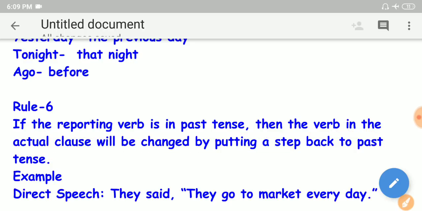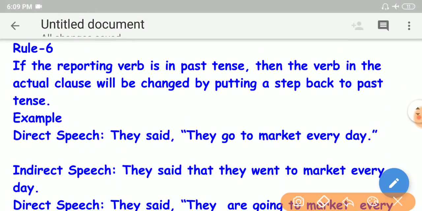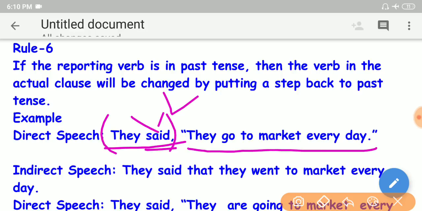If the reporting verb is in past tense, see here, the reporting verb is in past tense. They said is in V2, my dear friends. And in the actual words, we must observe the tense of the actual words. The tense of the actual words is present tense. Go is in simple present tense. Again we put a step back to past. So if it is simple present tense, we should go back to past tense, my dear friends.